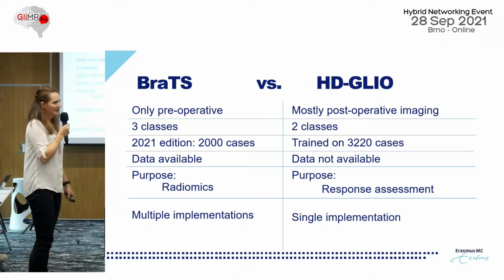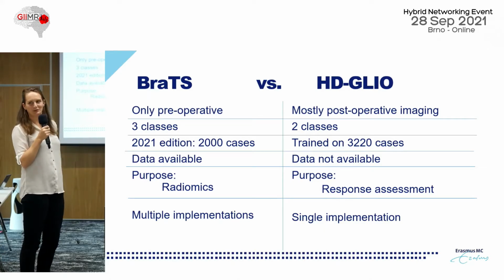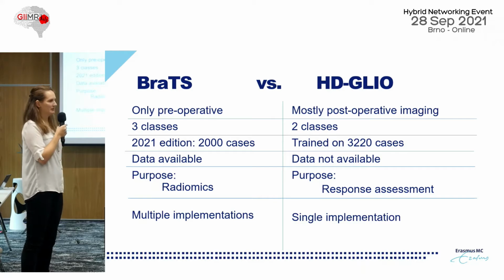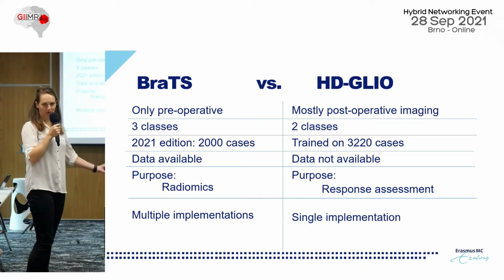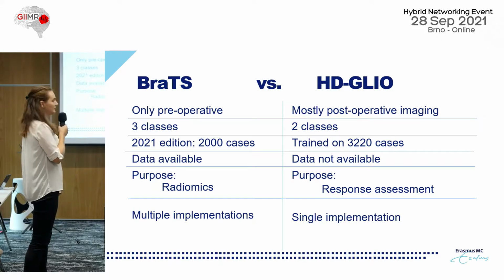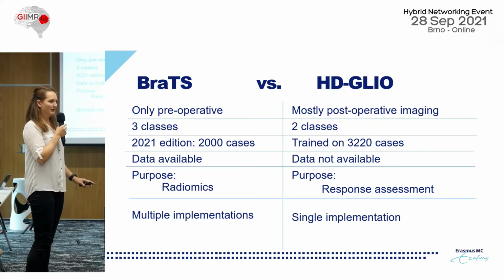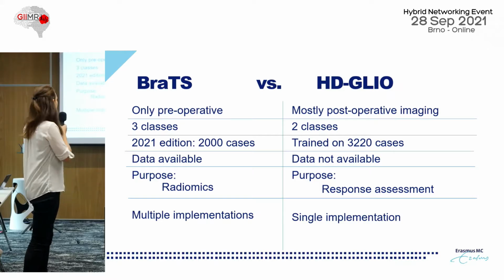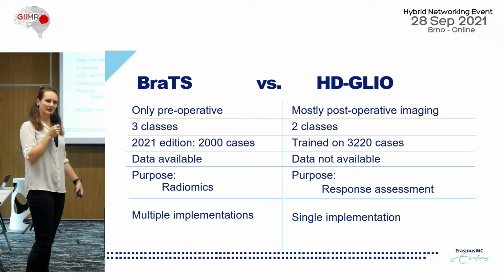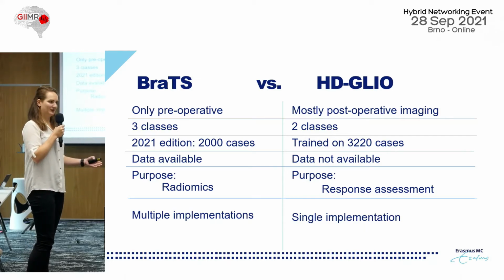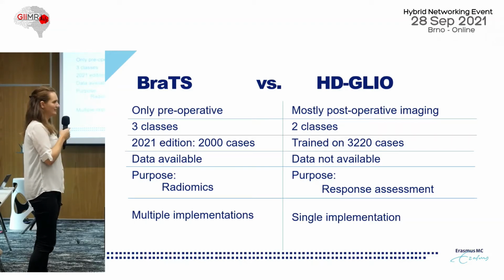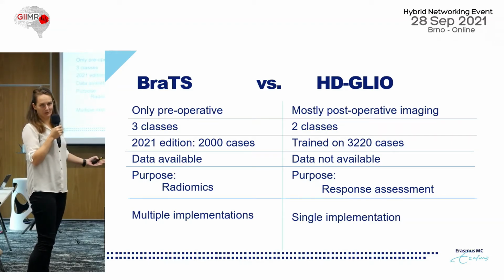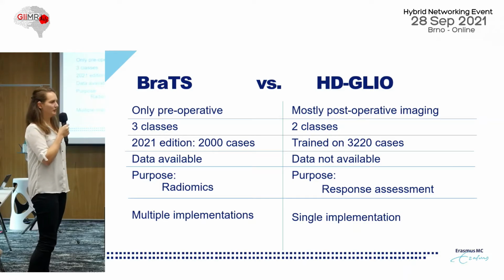So, as I said, there are generally two important data sets in the field of glioma segmentation. On the one hand, there's the BRATS dataset, which is the most often used. This is only preoperative imaging. In my experience, it doesn't work very well on postoperative imaging. There's 3 classes, as I introduced. The latest edition, which was finished, the last BRATS challenge ended yesterday, has 2,000 cases, which is a great improvement with respect to last year when it was like 400-ish.